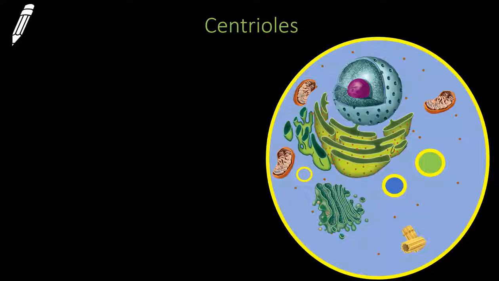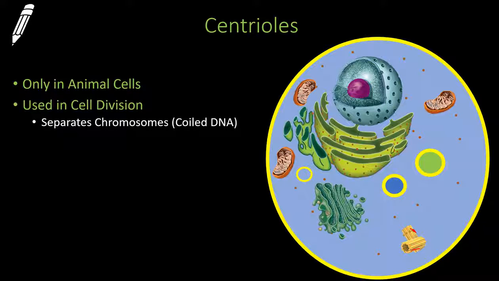And the last one that we have for today are centrioles. It's pretty easy to identify the centriole because, number one, they always come in pairs. They're always together, and they kind of look like little churros. Okay. What the centrioles do is they help the cell in division. They're found only in animal cells.